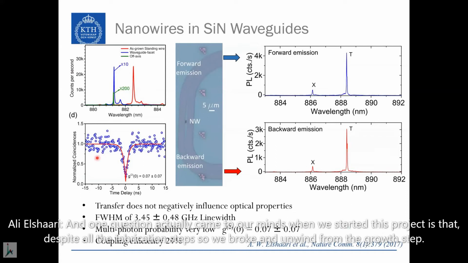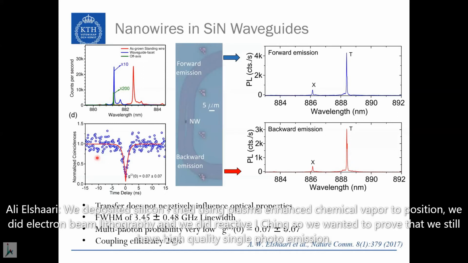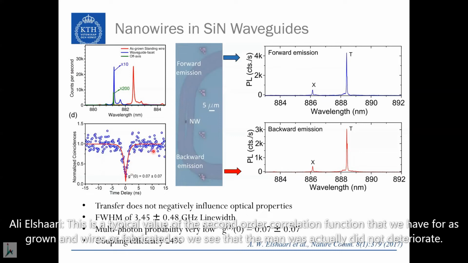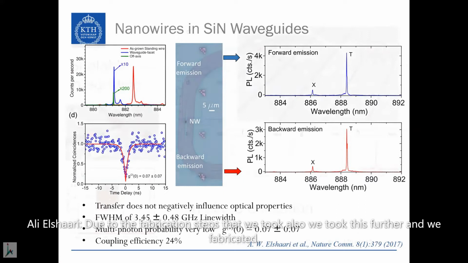One question came to our minds when we started this project: despite all of the fabrication steps, we broke the nanowire from the growth step, we deposited silicon nitride using plasma enhanced chemical vapor deposition, we did electron beam lithography, and we did reactive ion etching. We wanted to prove that we still have high quality single photon emission. We did an HBT measurement, and clearly we see a typical value of the second order correlation function that we have for as-grown nanowires. So the nanowires did not deteriorate due to the fabrication steps that we took.